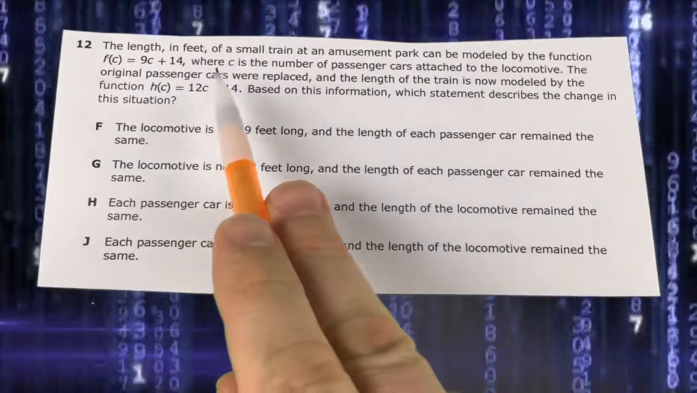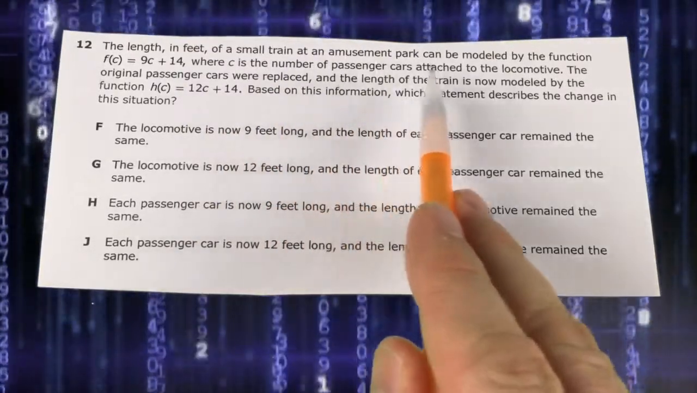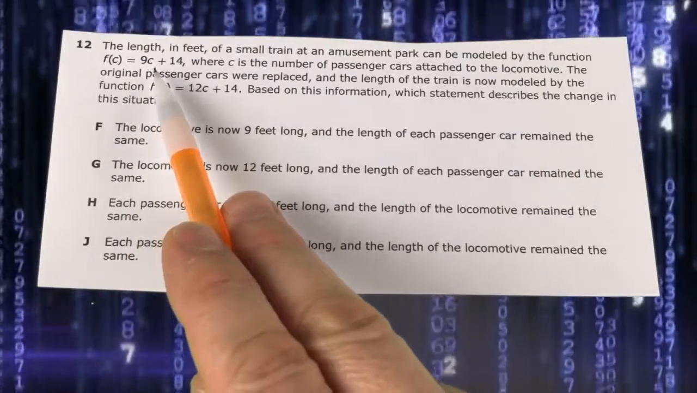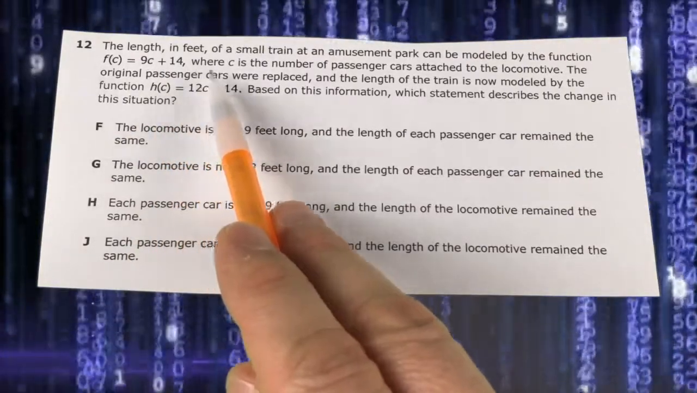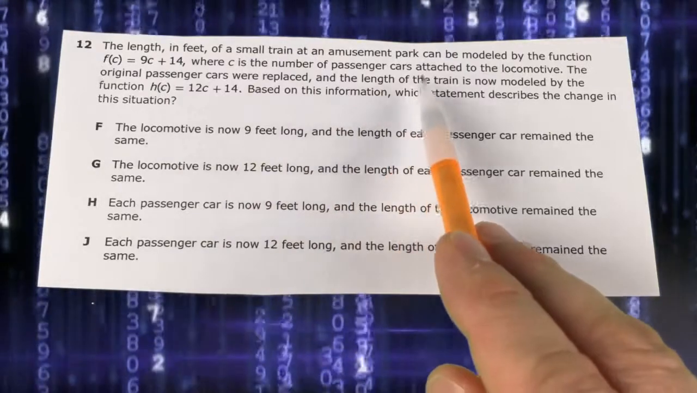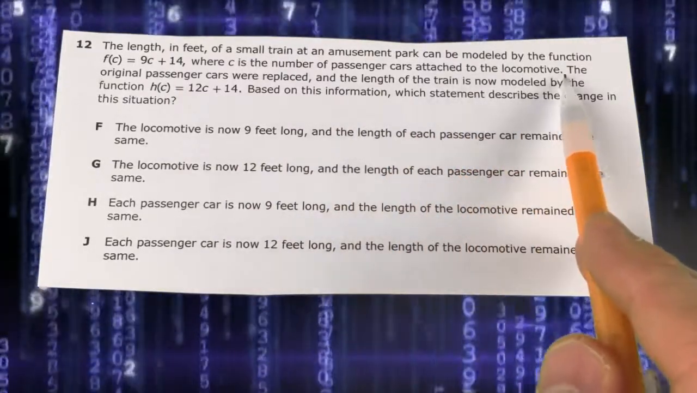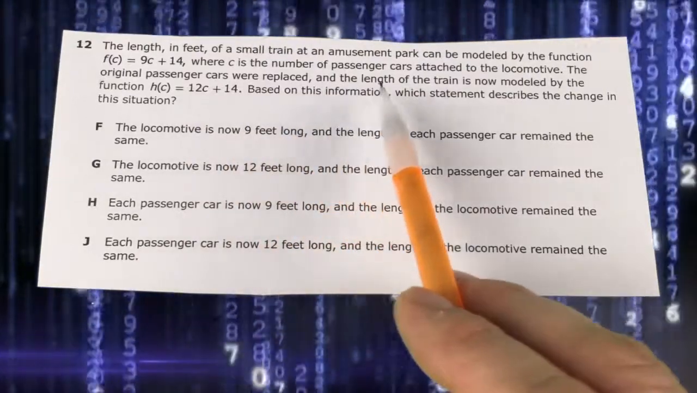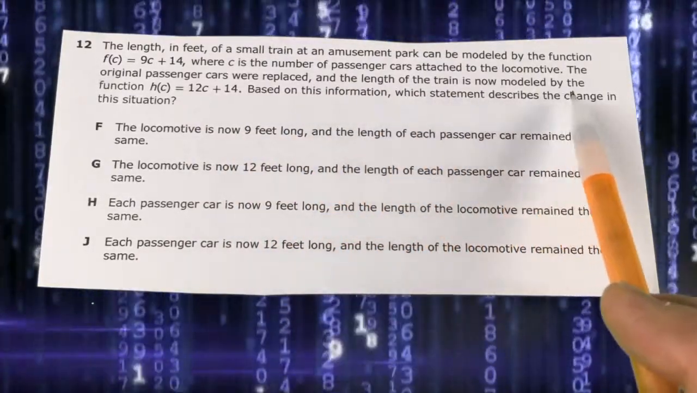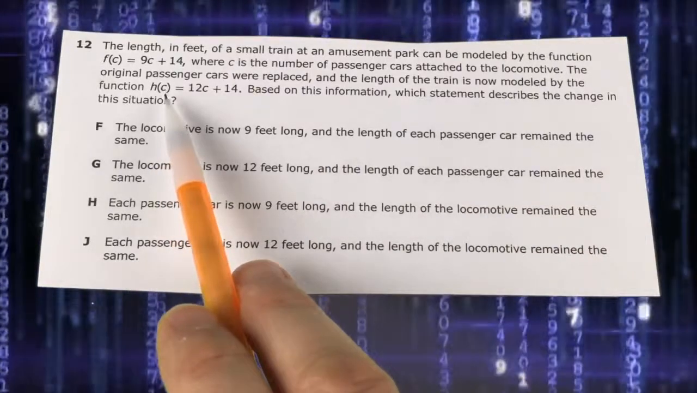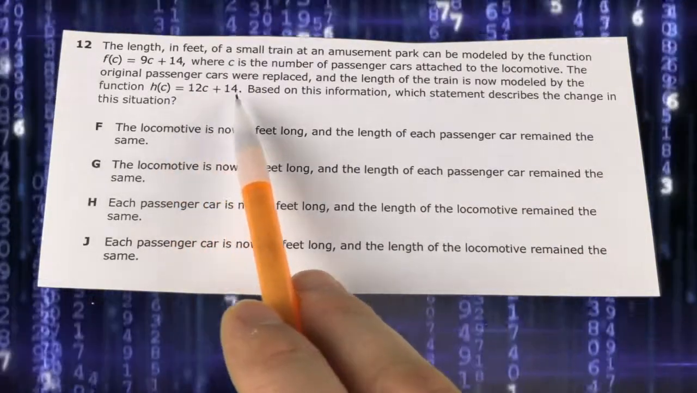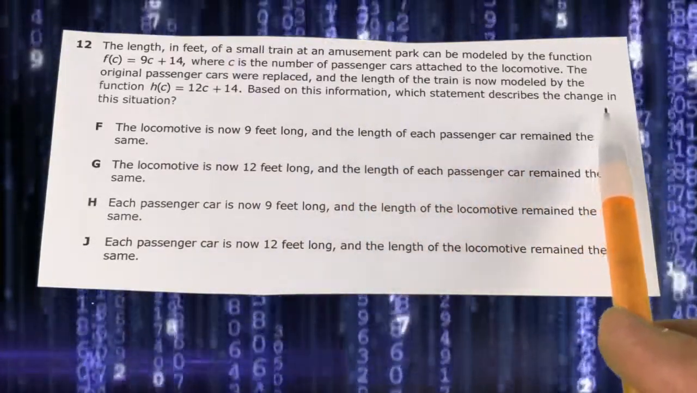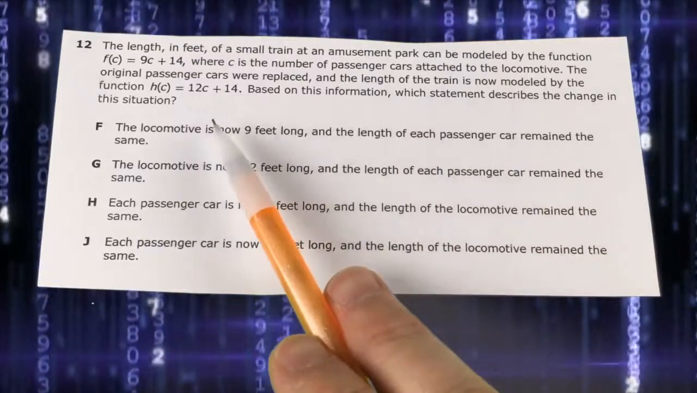The length in feet of a small train at an amusement park can be modeled by the function f of c equals 9c plus 14, where c is the number of passenger cars attached to the locomotive. The original passenger cars were replaced, and the length of the train is now modeled by the function h of c equals 12c plus 14. Based on this information, which statement describes the change in this situation?